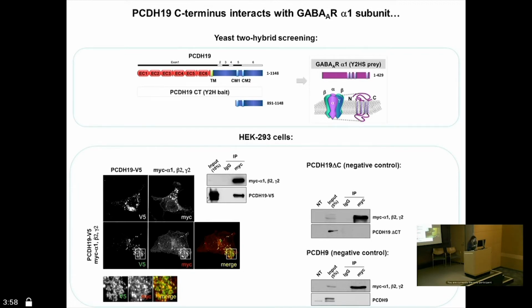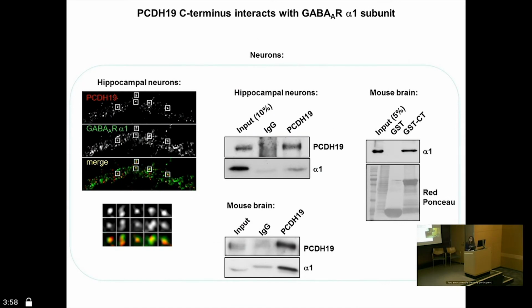So, we also validated this interaction in cortical neurons, and the endogenous protocadherin 19 co-localizes very well with the alpha-1 subunit of GABA A receptors. It also co-immunoprecipitates in hippocampal neurons and in homogenates of mice. And this is another control that we used: in a GST pull-down, the C-tail of protocadherin 19 pulls down the alpha-1 subunit of GABA A receptor.